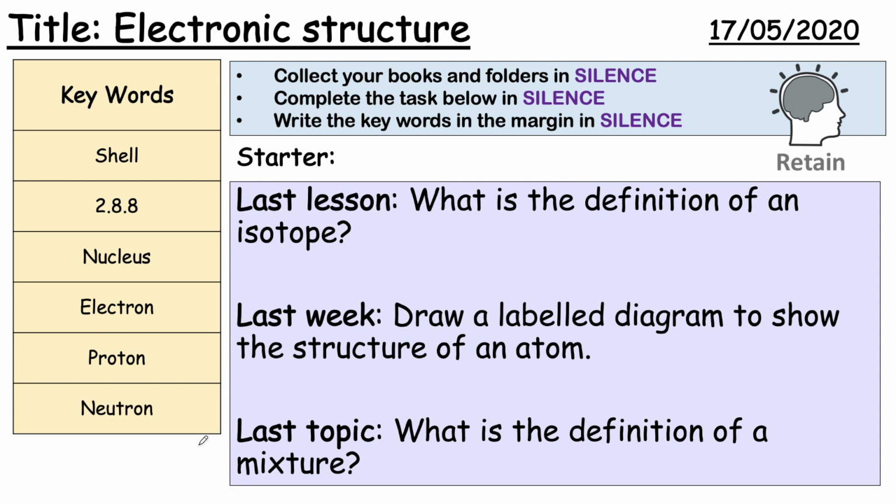What is the definition of an isotope? Well, an isotope is an element with the same number of protons but a different number of neutrons.